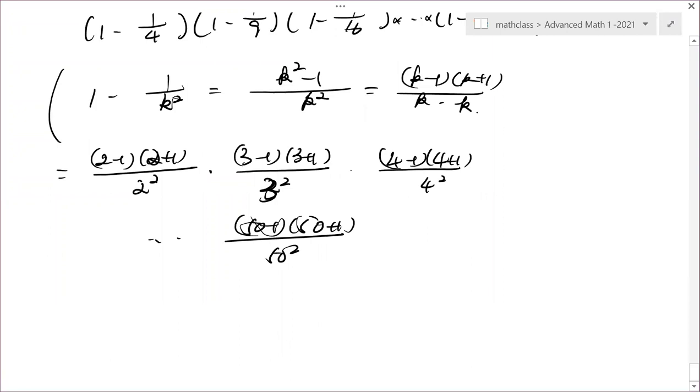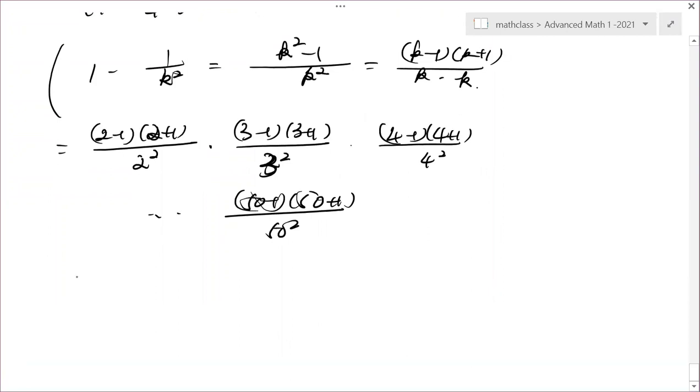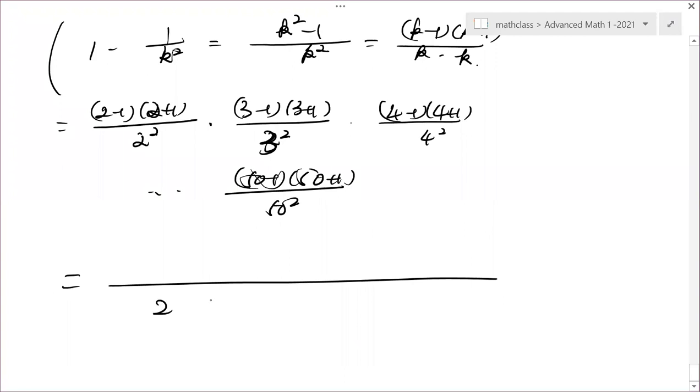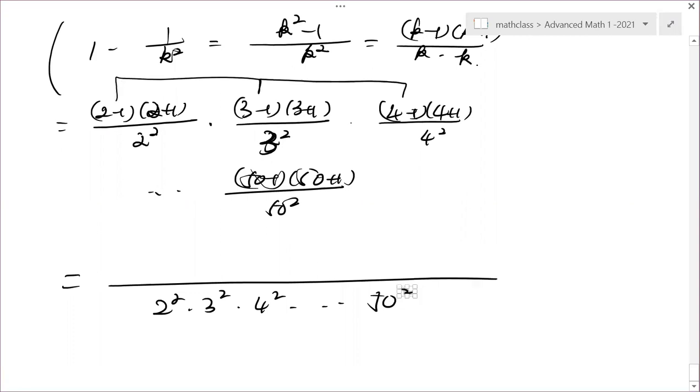Then what? Well, we can regroup them, okay? The denominator is 2 squared, 3 squared, 4 squared, up to 50 squared. For the numerator, I record the first factor first, so it's going to be 2 minus 1, 3 minus 1, up to 50 minus 1. Then 2 plus 1, 3 plus 1, up to 50 plus 1.